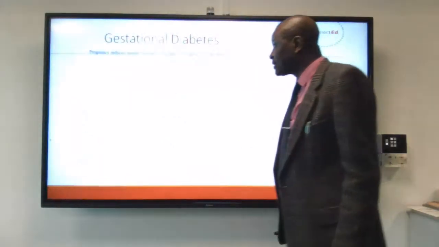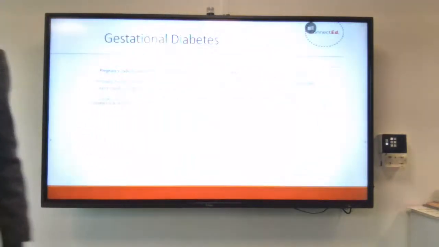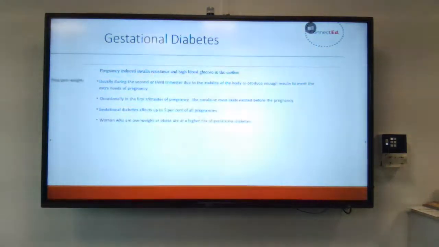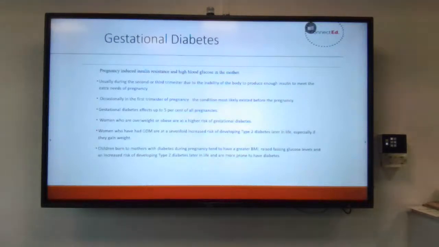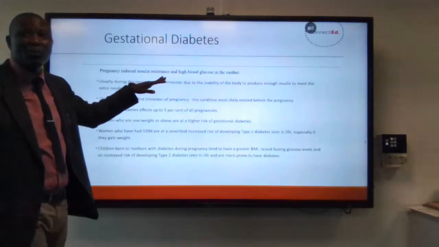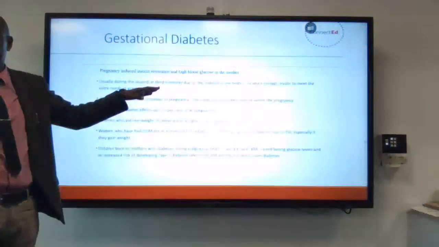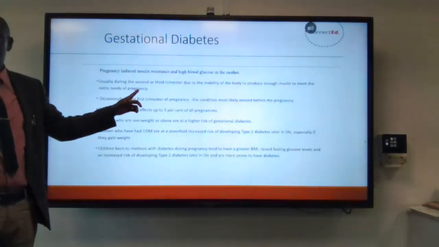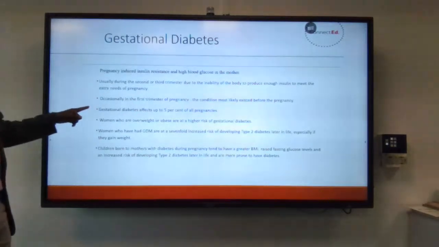Another one of the rare types is gestational diabetes, which is pregnancy-induced diabetes. Again, this is pregnancy-induced insulin resistance. Usually, you pick it up in the second or third trimester of pregnancy. When it is discovered within the first 3 months, it's likely to have existed before, but it was not diagnosed.